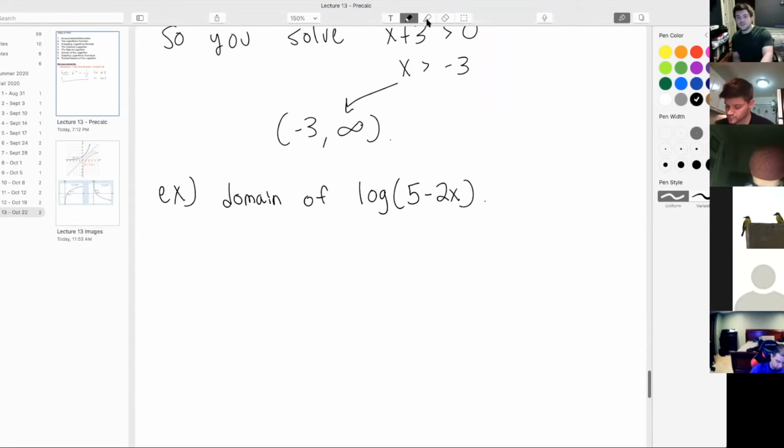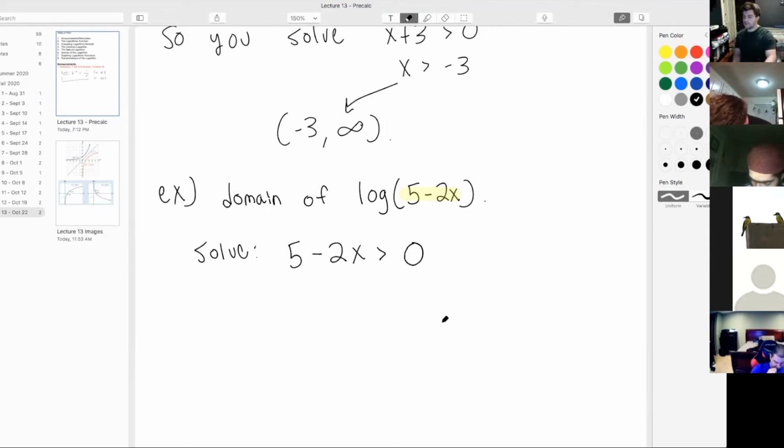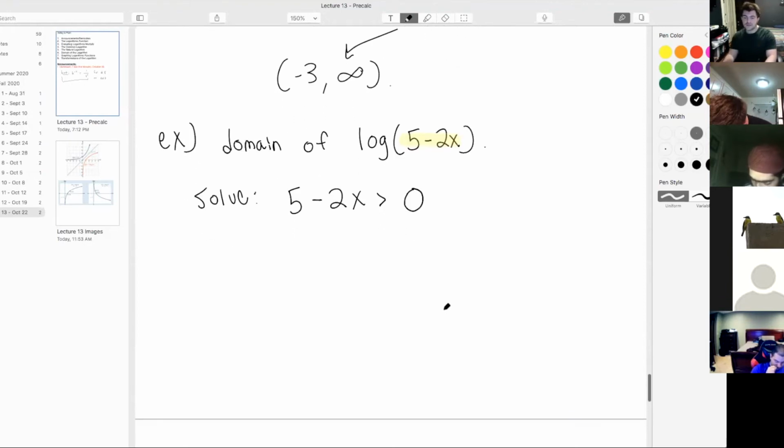Okay, all you need to do is identify the input and set it to be greater than 0. So this is really all you have to do: take 5 minus 2x, which is the input. I highlighted it, and you set that to be strictly greater than 0. That's all you have to do, is solve the inequality.